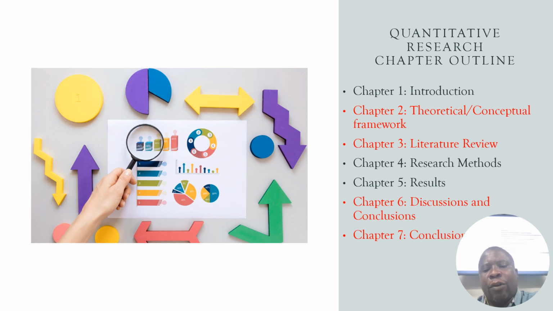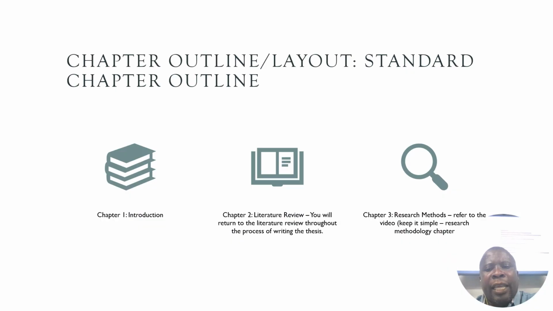Then, of course, results, then discussions and conclusions of results. Then for other people, or other supervisors or reviewers, they would prefer you to write chapter 7, conclusion. So if you are writing conclusion as a separate chapter, then you need to make sure that you take it off from chapter 6.